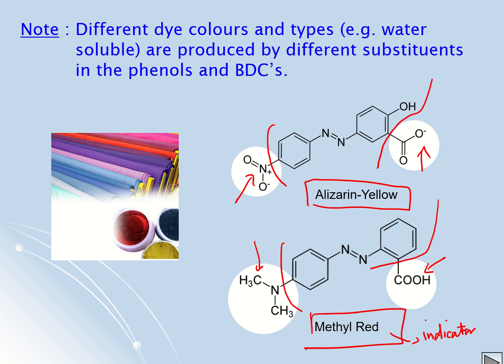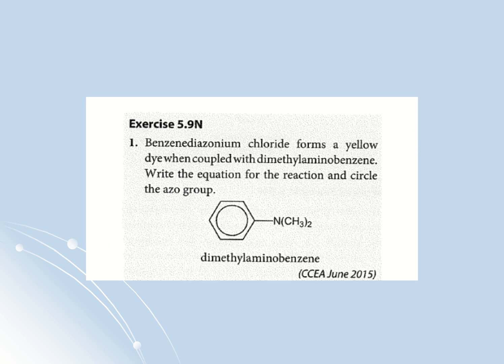Okay, so you can see over here on this side we have a whole stack of different shades and different colours, and that's because we change the group. We keep the majority of the compound exactly the same because this is what helps us get the colour, and then we change these little groups at the ends which give us different shades and different colours. Okay, so we're into 5.9N. You can have a go at this.